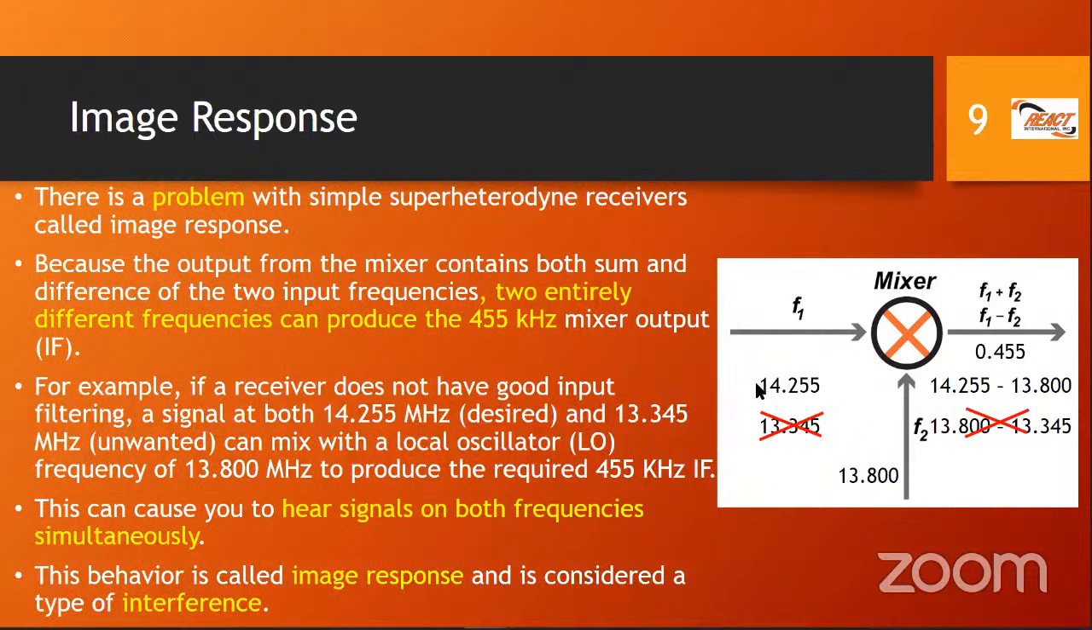So we will listen to Franz, we will hear him, but guess what? We will have a problem and we will also hear a signal, if there is any, on 13.345, which is an unwanted signal. So that feature where you have those unwanted signals also mixing, potentially generating the same IF output, that behavior is called image response. It can lead to us hearing signals on both frequencies simultaneously, the wanted frequency and the unwanted frequency, because of how the mixer works by summation and subtraction. That behavior is called image response, and it is considered a type of interference.